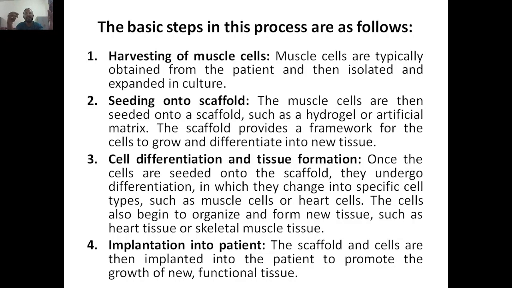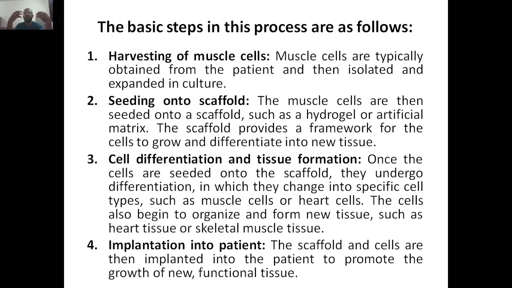Now we have harvested the cells, we have implanted these cells into the scaffold. Inside the scaffold, the cells have divided, undergone differentiation, and formed specific cells. It may be skeletal or heart cells, or whatever it is. Based on that, we got the tissues. If you are seeding skeletal muscle, you get skeletal tissue; if you are seeding heart muscle, you get heart tissue. Understanding? So all these three steps are done. Now the last step, which is a very important step. What does the last step say? It's implantation into the patient.